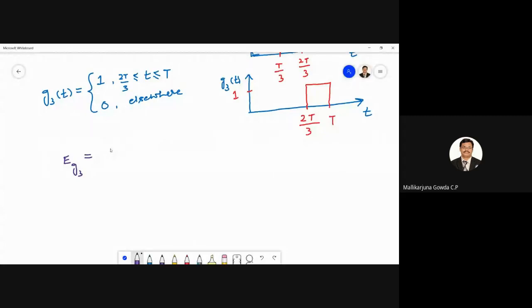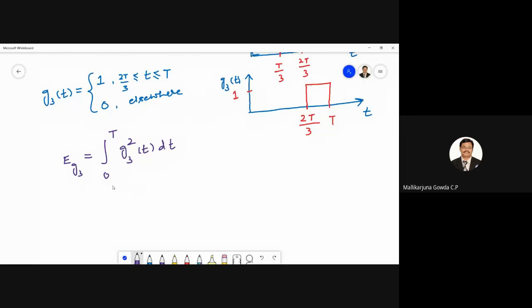Yes, so what about the energy? Integration from 0 to t of G3 squared of t dt. See, this is a very simple formula. Energy means you have to integrate over the interval of that signal and square it.